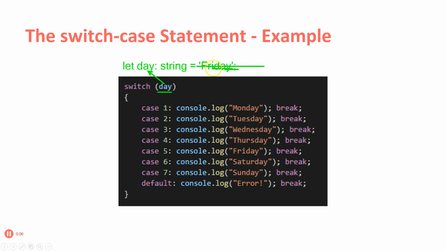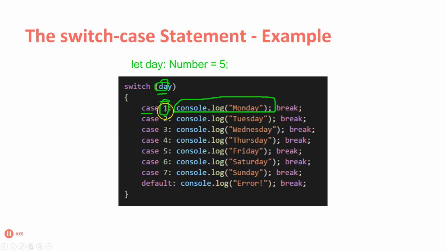Actually here what we need to do is it won't be equal to Friday. I need to have let day, which will be of type number, is equal to, for example, 5. And then I'm saying, in case that day is equal to 1, I'm going to execute this code. The syntax is case, what you expect, two dots, and after two dots comes your code to be executed. When you finish with that, you should add the break operator. And break operator means, alright, I'm done with that case, it's executed, let's step forward.